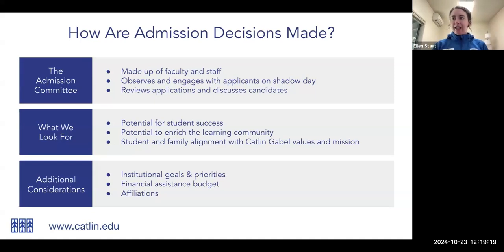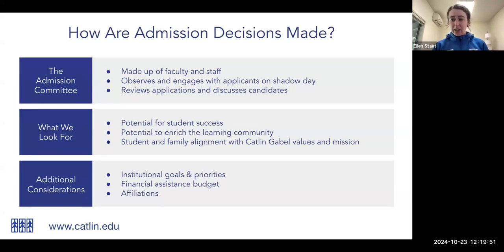We're looking to see if this family aligns with experiential learning and progressive education like we have here at Catlin. We hope to admit a wide variety of students from all different kinds of backgrounds, students with different strengths, students with different opportunities, introverts, extroverts, all of that. We believe that the best learning happens in community and in diverse communities. So we look to admit a wide range of different types of students.